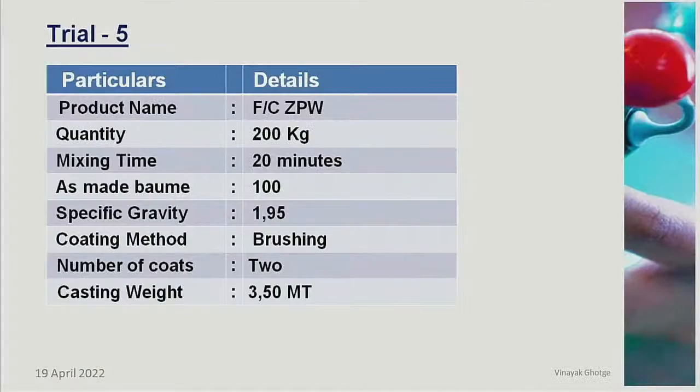This is coating. The 4 trials photographs what I have showed you, it was aluminum silicate water-based coating. Now the trial which I am going to show you now, this is a zircon-based coating which is used on larger castings. This was a trial at one of the big foundries. The casting weight was about 3.5 tons, and the product was used by brushing application. The as-made coating Baume was over 100, which was then diluted to about 75 Baume for brushing. Specific gravity was about 1.95.